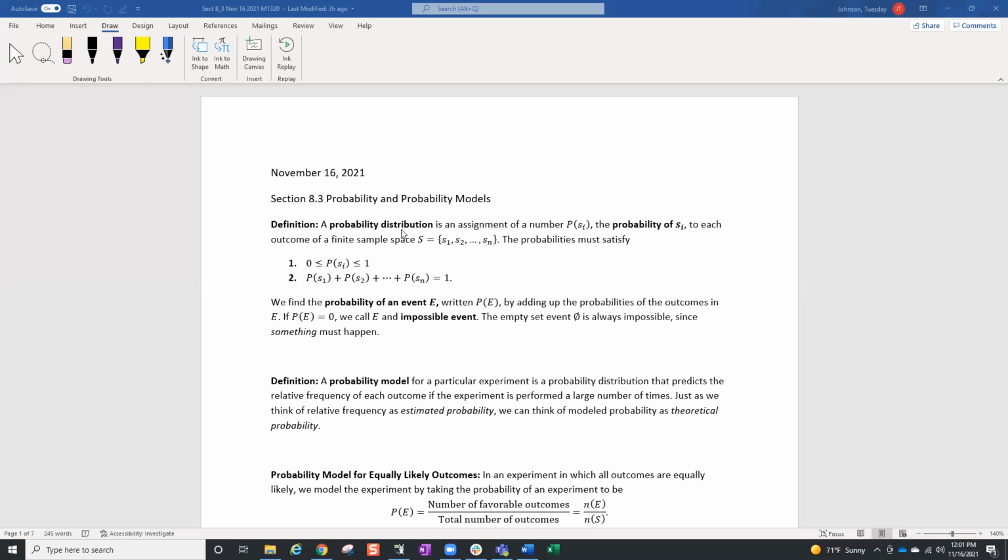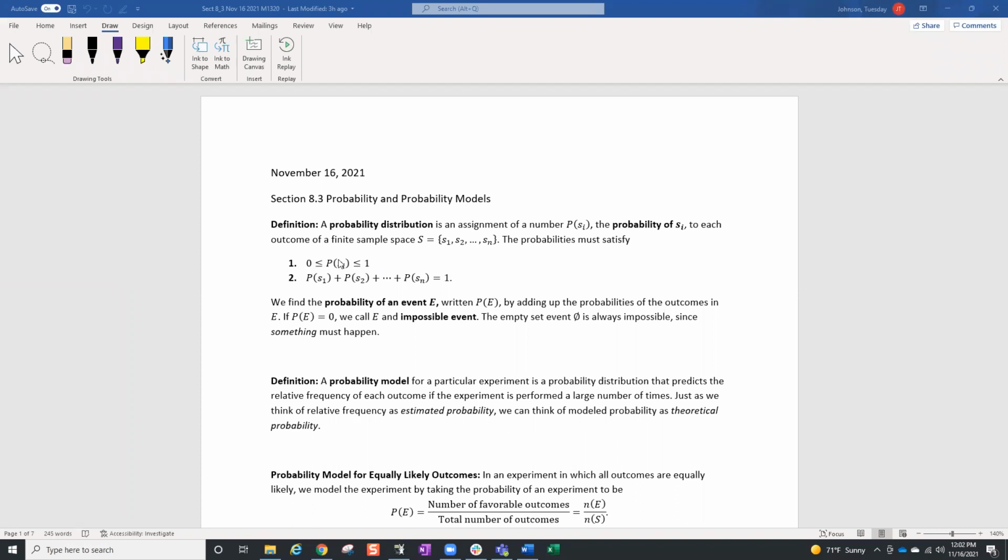A probability distribution is an assignment of a number P of s_i, so that's the probability. This P stands for probability. Mathematicians are not creative. P of s_i to each outcome of a finite sample space S, where these little s_i are the elements of the set. Now, these probabilities have to satisfy two main conditions. Every little probability has to be between 0 and 1. 0 is an impossible event, and 1 is called a certain event. And that's between 0% and 100%.